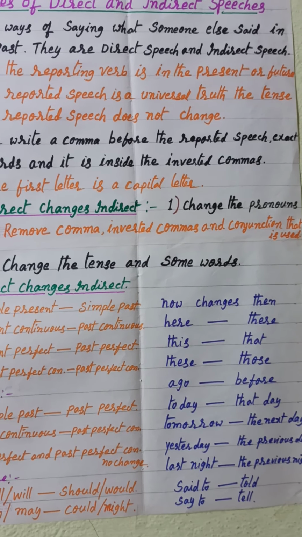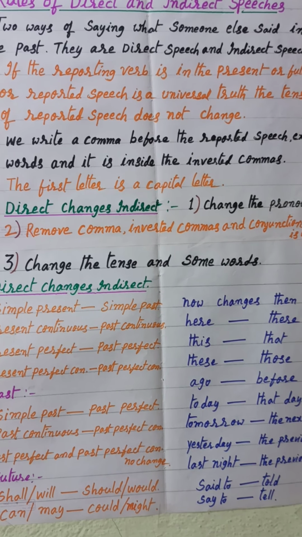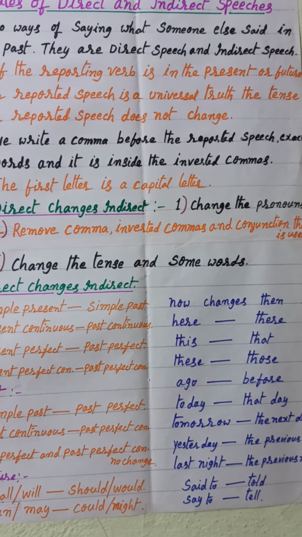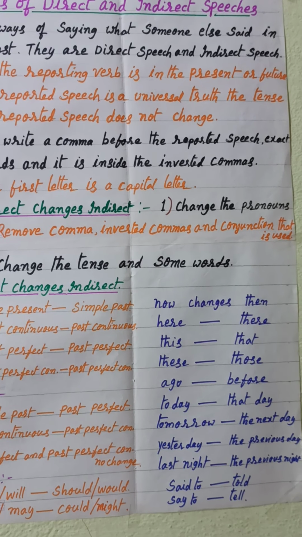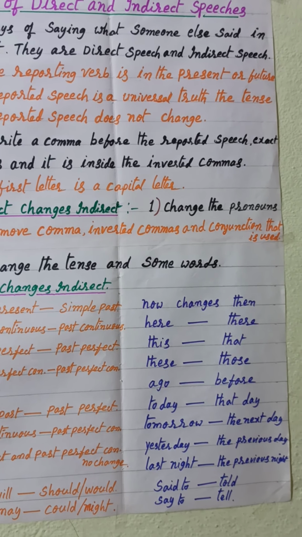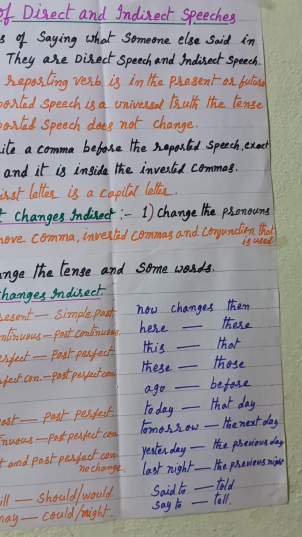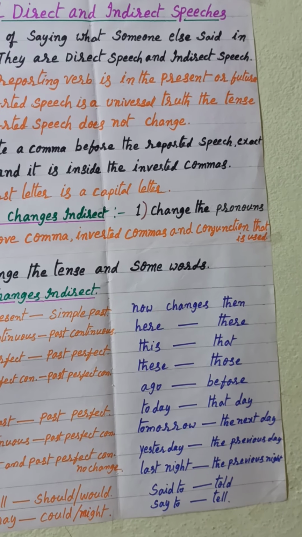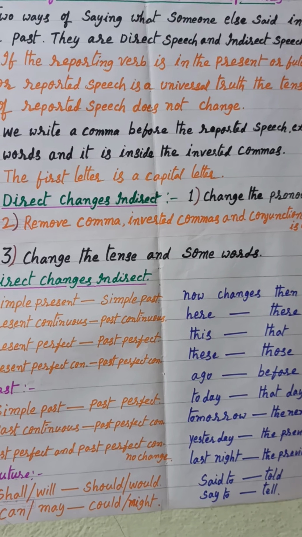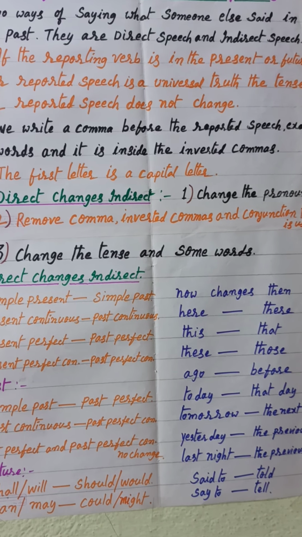Change the pronouns. Rule 2. Remove the comma, inverted commas, and the conjunction that is used. Sometimes it is changed also. They are if or whether and others. Rule 3. Change the tense and some words.